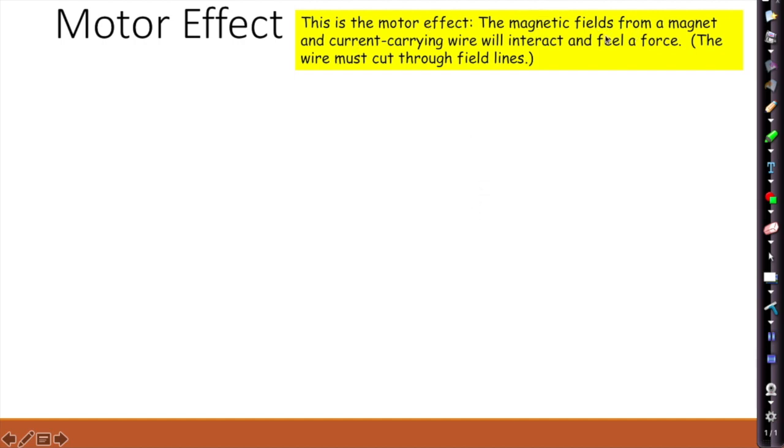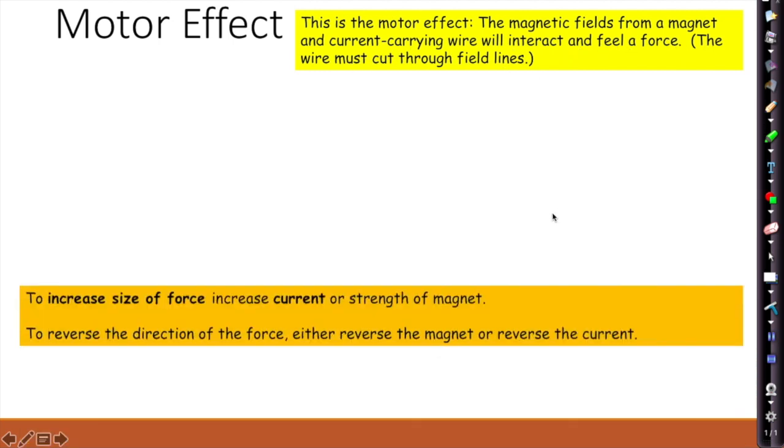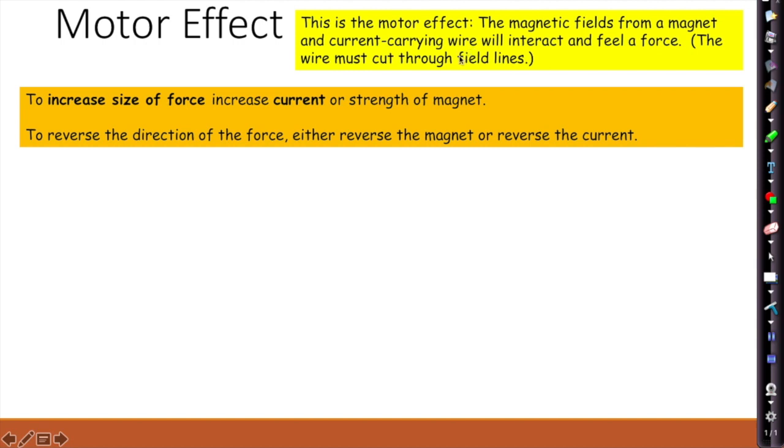The magnetic fields from a magnet and a current carrying wire, so that's the wire that we've got current going through, will interact and they'll feel a force between them. Now the wires have to cut through the field lines. That means that the wire has to be at 90 degrees to the field lines. They can't be parallel to the field lines.